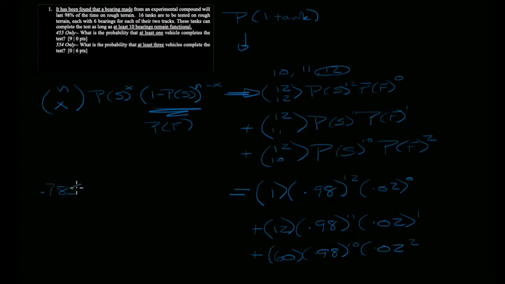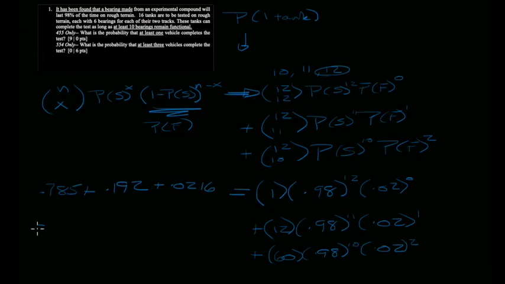0.785. So what's that tell us? That tells us that there's a 78.5% chance that all bearings are going to succeed. And then you're going to add to that 0.192. That's this term right here. That's the probability that only one fails. And finally, 0.0216. That is the probability that 2 fail. And you can see how they're getting smaller.